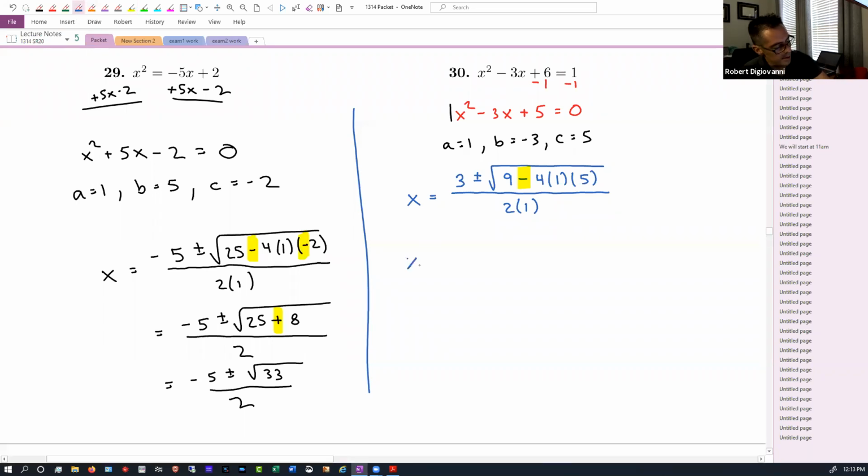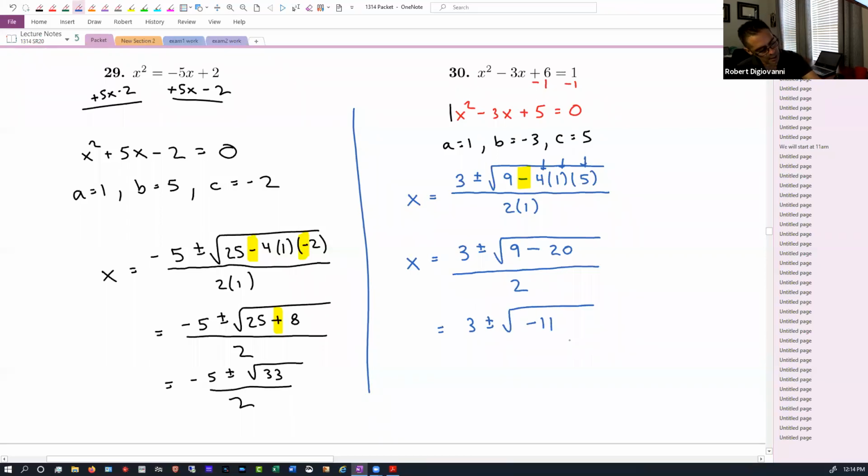So I'm going to have x equals 3 plus or minus. Now, be careful here. The subtraction is not on the 9. It's after the 9 that there's a minus. Then just multiply those numbers together. 4 times 1 times 5, that's 20, all over 2. Now this is 3 plus or minus the square root. Here, 9 take away 20 is -11.